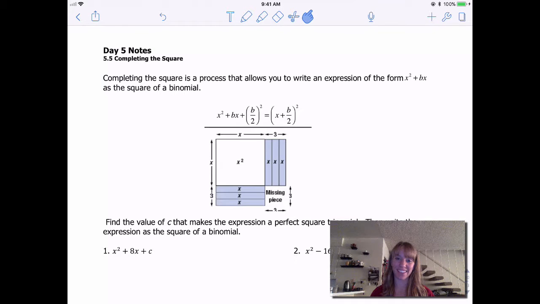Hi, it's Mrs. Marquette. In this lesson, we're going to talk about completing the square. And the two things we need to talk about for completing the square is first, what is the square of a binomial? And then two, what are we going to use it for?